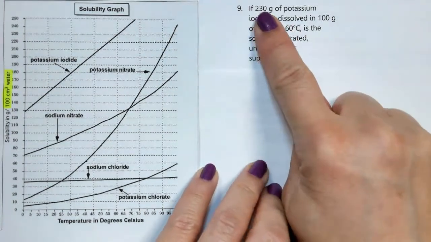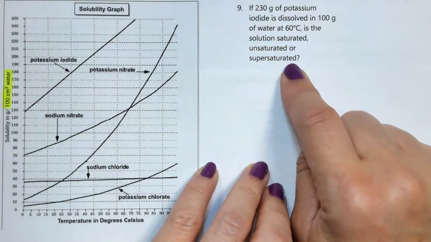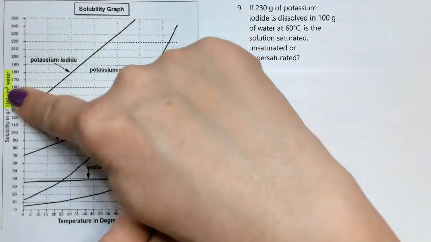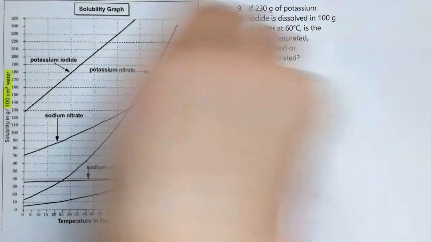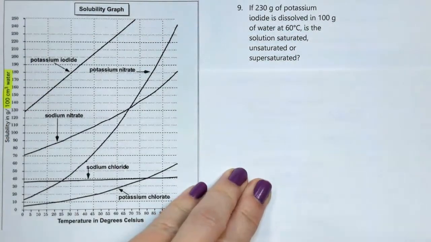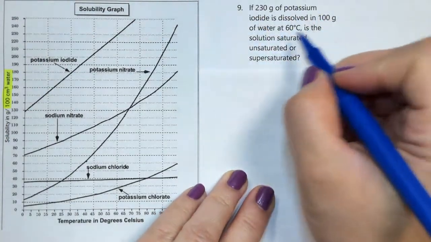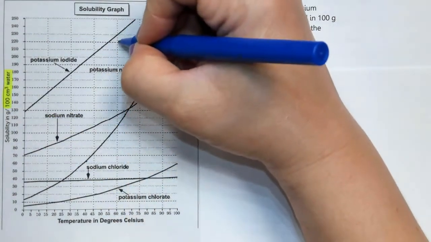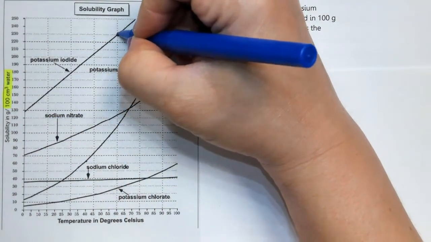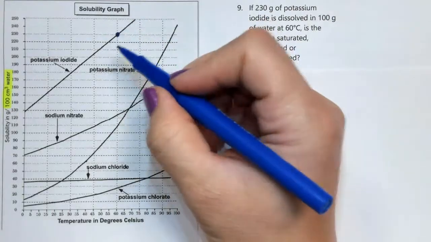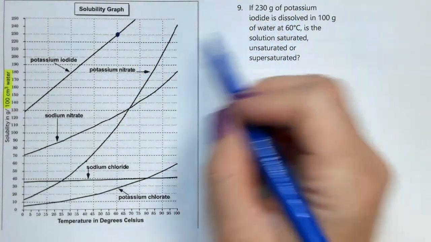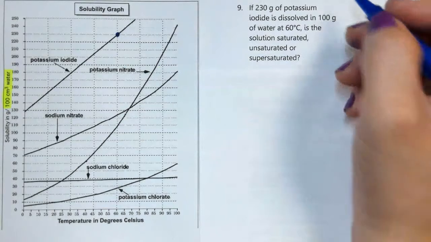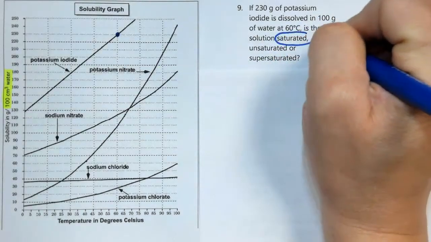Number 9, is this saturated, unsaturated, or supersaturated? It's in 100 grams of water, which is what our graph is in. So I just need to plot the point of 230 grams and 60 degrees. So here's 60 degrees, here is 230 grams. And then we're looking at potassium iodide, which is this curve. And since my point is right on the line, that makes this a saturated solution.